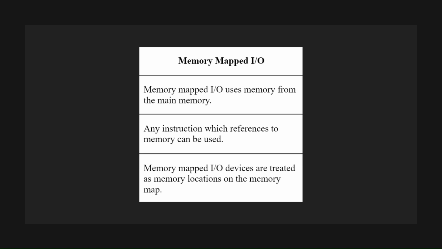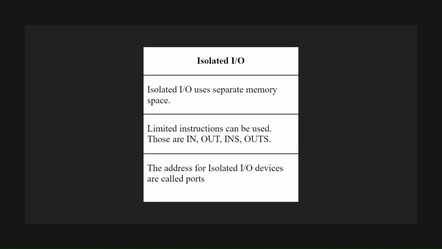Now, I will tell you about isolated I/O. In isolated I/O, the address space for memory is isolated from the address space of I/O. Though the processor uses the same data and address lines for memory and I/O devices, it uses a separate control line for memory and I/O devices.